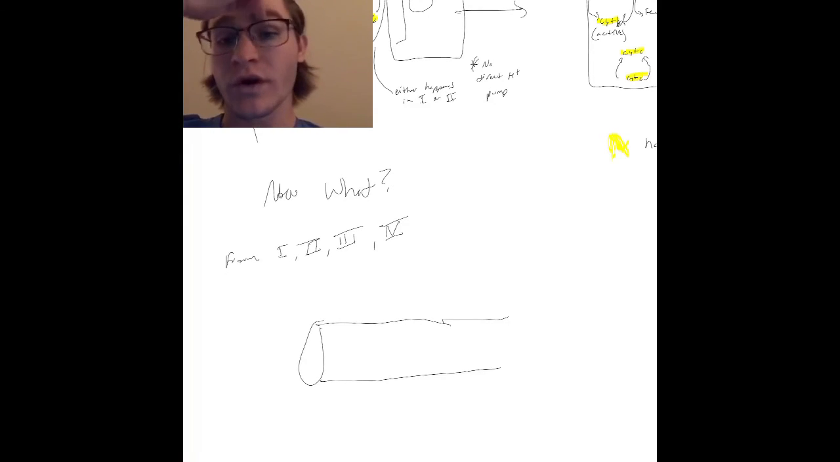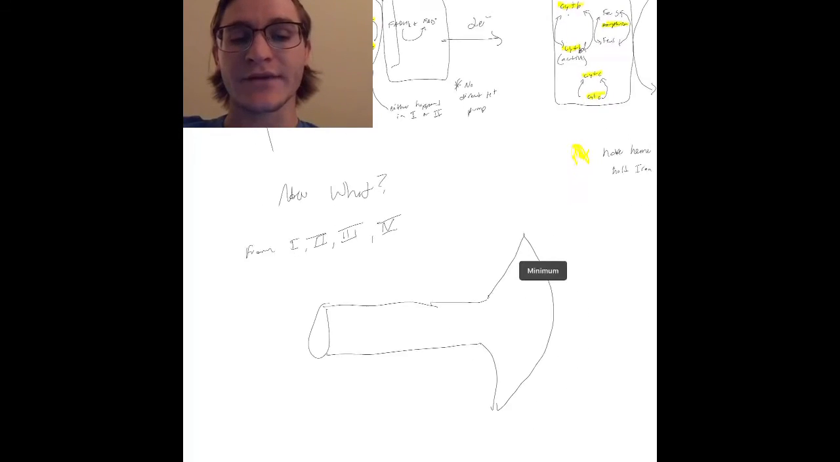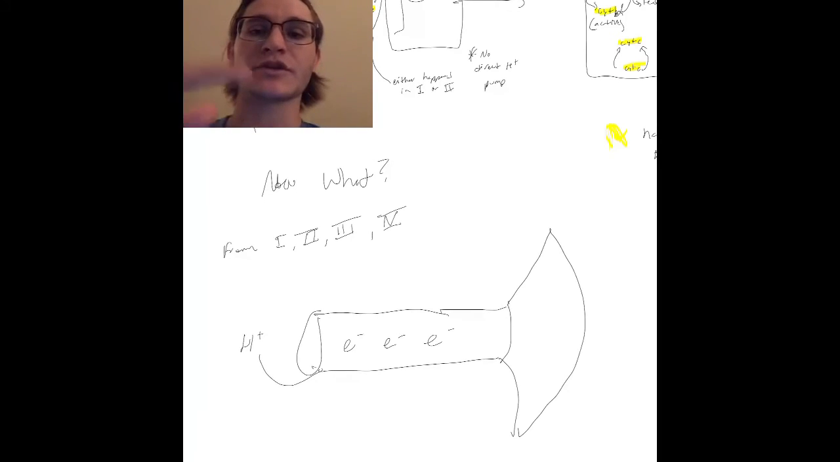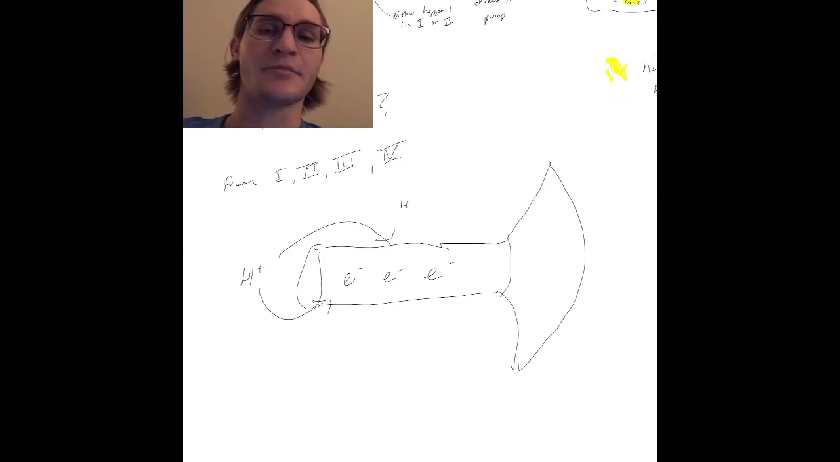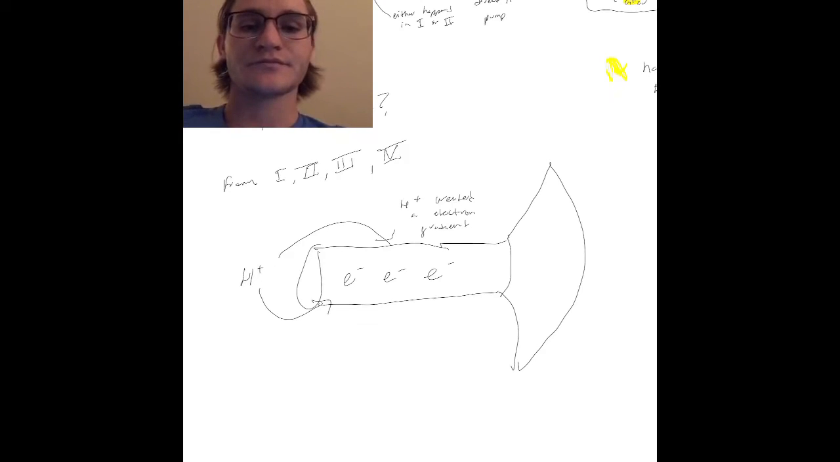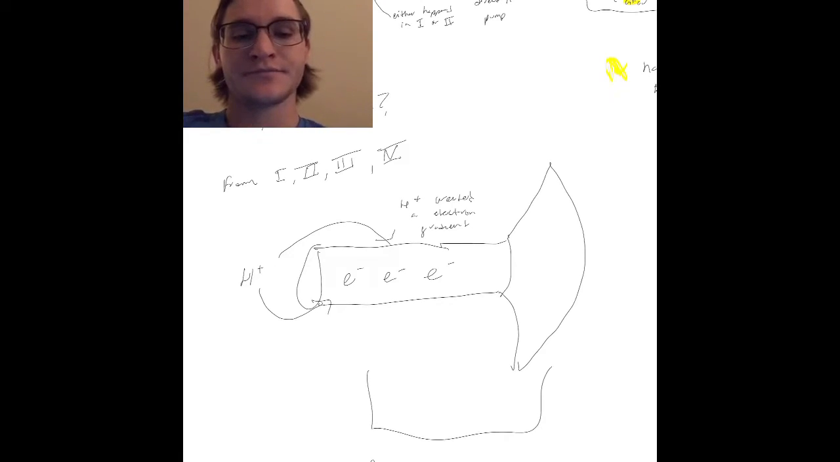So right now I'm drawing one of the protein units, and that's F0. So F0, and then the axe-looking shape is F1. So hydrogens are going to go and almost turn this ATP synthase, and it's going to spin it so that these electrons can get pumped. So it can get pumped, and then we're going to make ADP into ATP. So it creates an electron gradient. This whole thing is called ATP synthase. So yeah, it's complex 5.